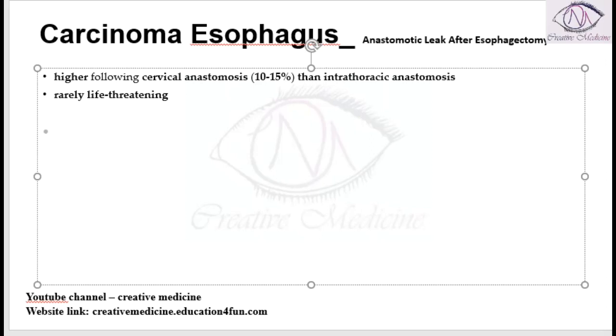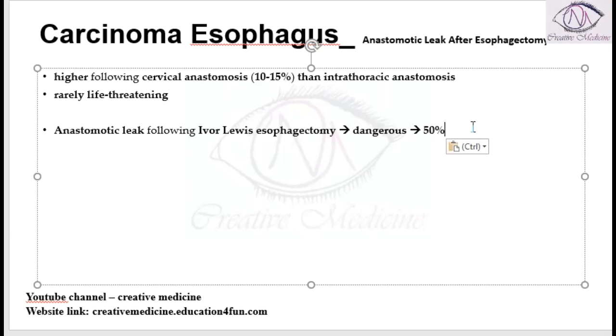Whenever there is an anastomotic leak following the Ivor-Lewis operation, it is most commonly dangerous because it is associated with almost 50% mortality rate. So anastomotic leak after Ivor-Lewis esophagectomy is a dangerous complication.